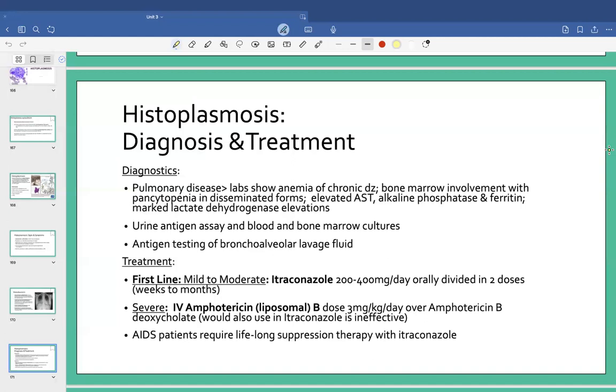Their bone marrow may show pancytopenia in disseminated forms. Commonly, they may have an elevated AST, alkaline phosphatase and ferritin, and marked lactate dehydrogenase elevations. Urine antigen assay and blood and bone marrow cultures can be useful in diagnosing the disseminated form. There is also antigen testing for bronchoalveolar lavage fluid, which can be helpful in the acute form of the disease.